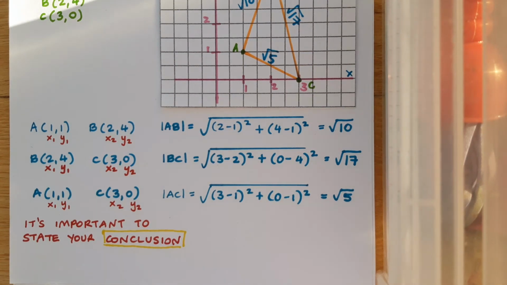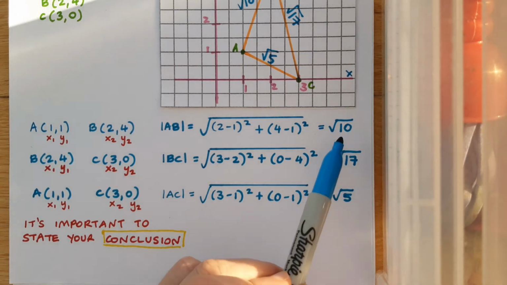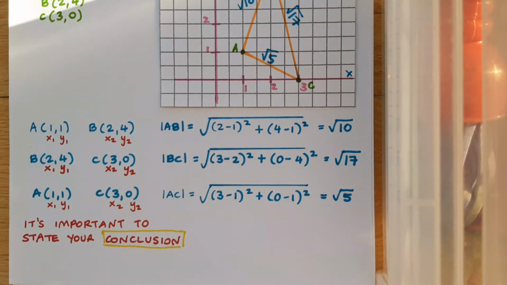Well, I'm just going to state the obvious, really. I'm going to say, first of all, well, these 3 answers aren't equal. I'm going to use mathematical notation to do this. I'm going to say that root 10 is not equal to root 17, and it's not equal to root 5. So the numbers aren't equal.